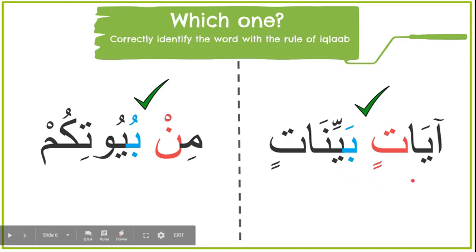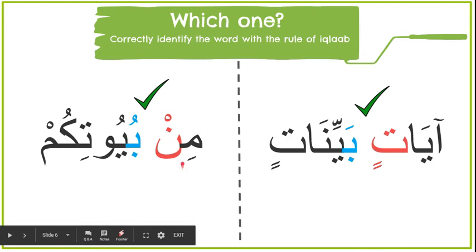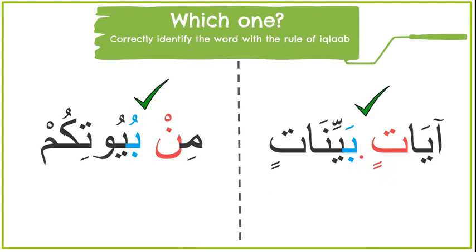So in the first example, you can see the first thing we do normally is look for a Noon Sakin or Tanween. You can see in this example there is a Tanween, a Kasratain, and in this example there is a Noon Sakin. So let's stick to one example at a time. In this example there is a Tanween. After it there is a Ba. So that's the first 2 points on our checklist.